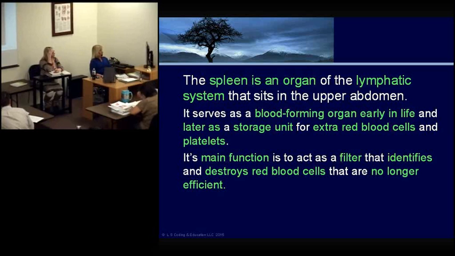All right, so the spleen is an organ of the lymphatic system that sits in the upper abdomen. It serves as a blood-forming organ early in life and later as a storage unit for extra red blood cells and platelets. For a long time we had no idea what it did. All we knew is if we ruptured it, we could live without it. But for many years, they didn't understand what the spleen did. Its main function is to act as a filter that identifies and destroys red blood cells that are no longer efficient. So it's a pretty important part of the lymph system.